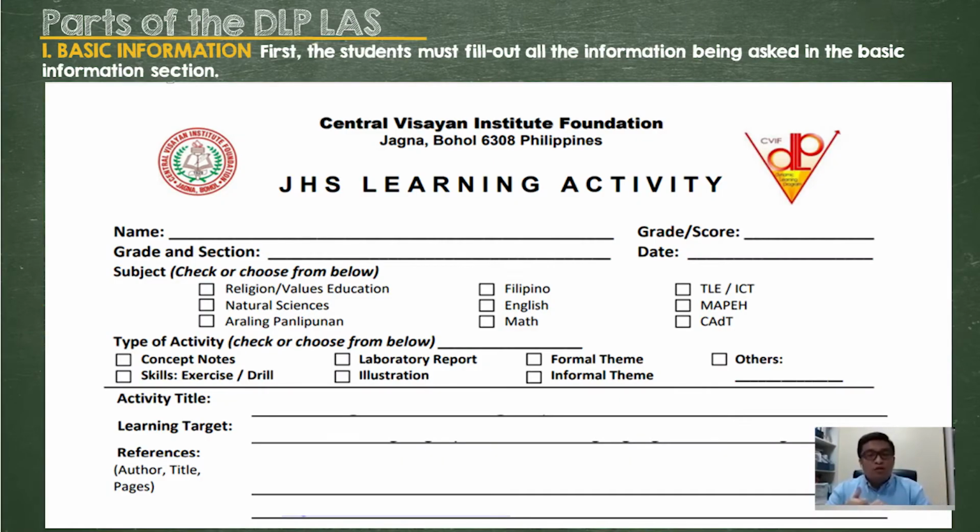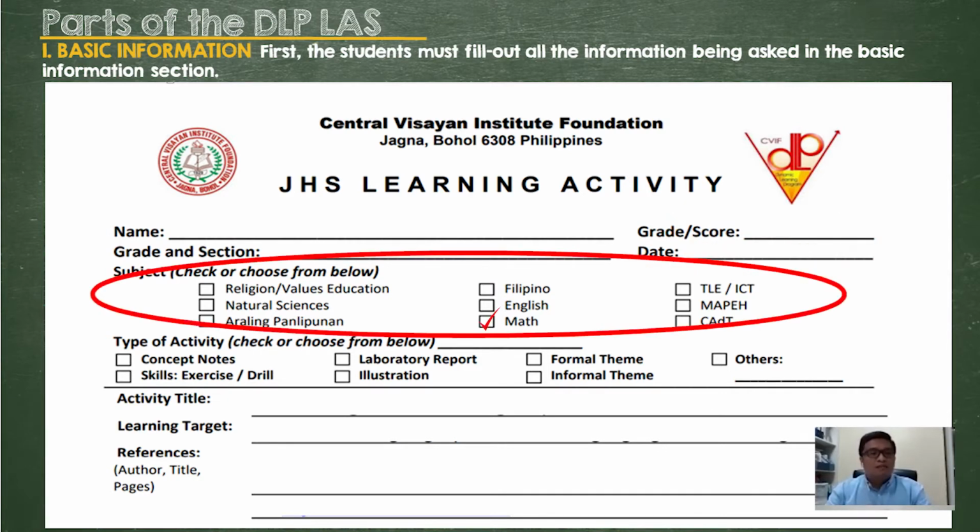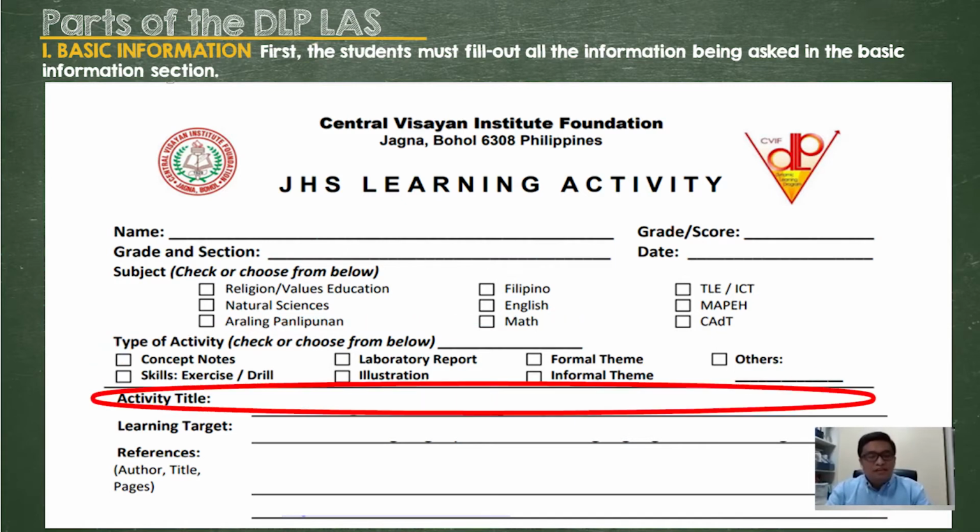So we'll notice that in an LAS, there is a portion wherein we will need to fill in the basic information. So here, students will fill out all the information being asked, such as name, the grade and the section, the date of the activity, the subject, the type of activity, even the activity title. So by doing this, the student immediately knows what the lesson is all about. So for example, if the lesson is all about addition of fraction, the student will already have an idea that the lesson is about adding fractions.